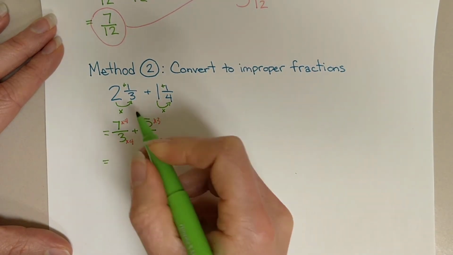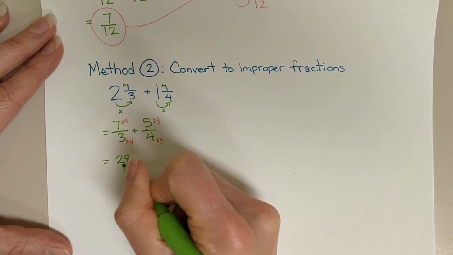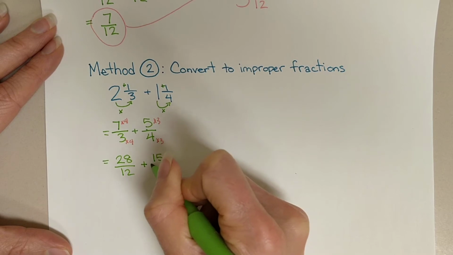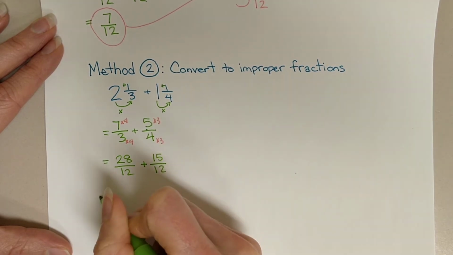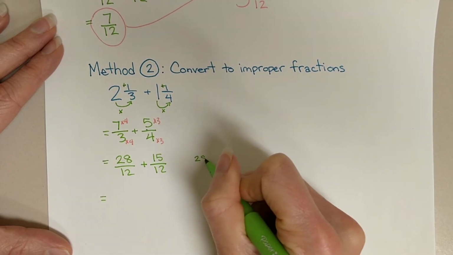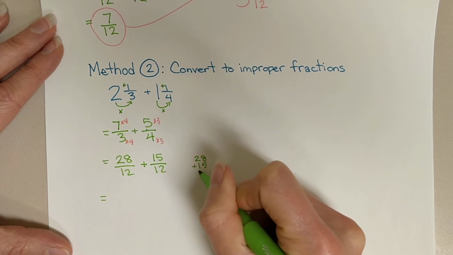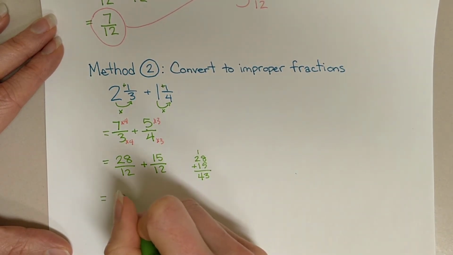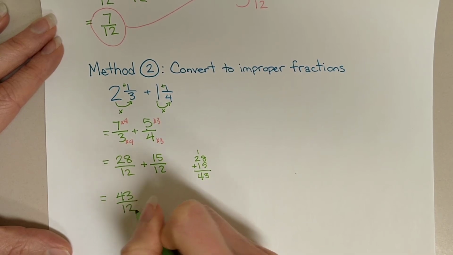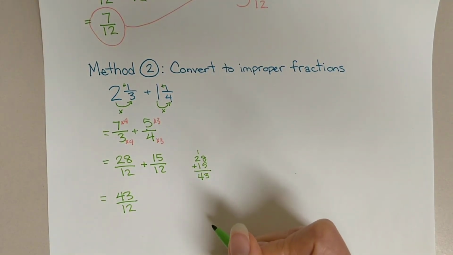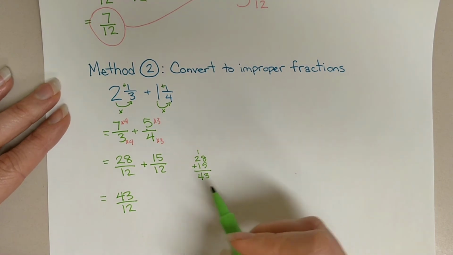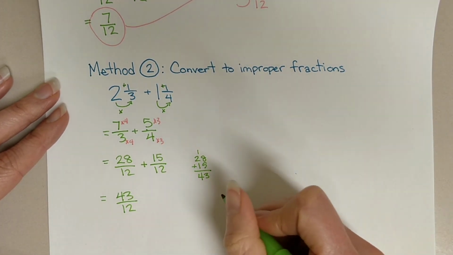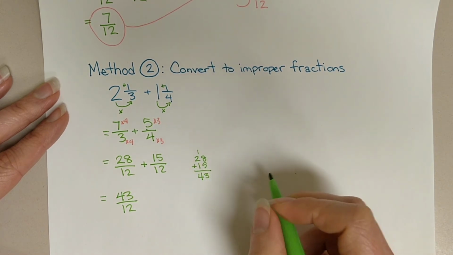So I can now rewrite these fractions as 28 over 12 plus 15 over 12. So I'm going to perform that addition, 28 plus 15. So I end up with 43 over 12. And I want to be able to write my answer as a mixed number here, so I'm going to see how many times 12 goes into 43. So I know that it goes in 3 times, which makes 36.